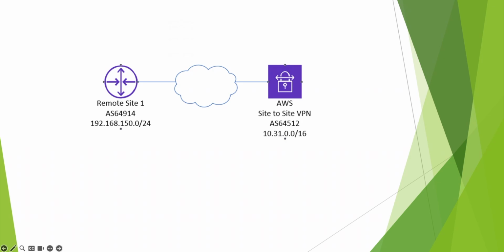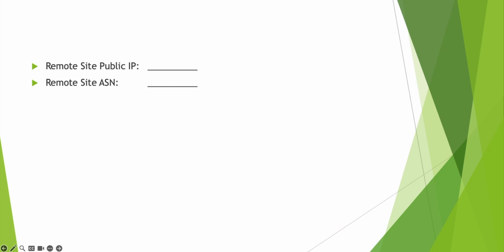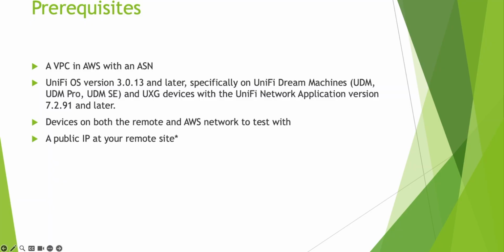You're going to need to have some information beforehand. In this diagram, you can see that our remote site has an AS number already, and it has a private network already on it. And on the AWS side, we already have an AS number assigned to the VPC and a network in there as well. So we'll need to make note of your remote site's public IP address and your remote site's ASN. You probably don't have an ASN yet, but you can go ahead and create one. It could be a private ASN, could be public, but if you're using public ASNs, then you probably don't need me.